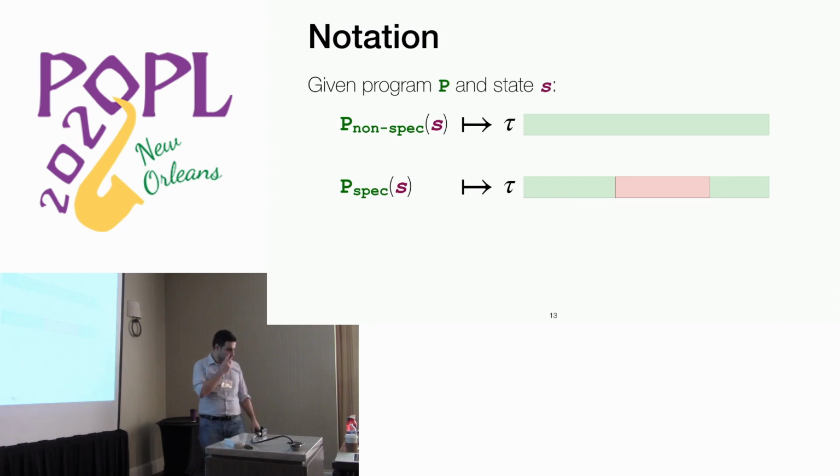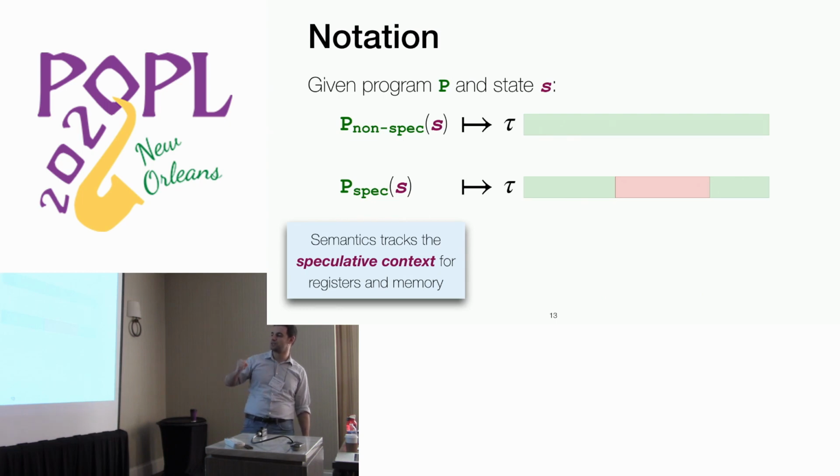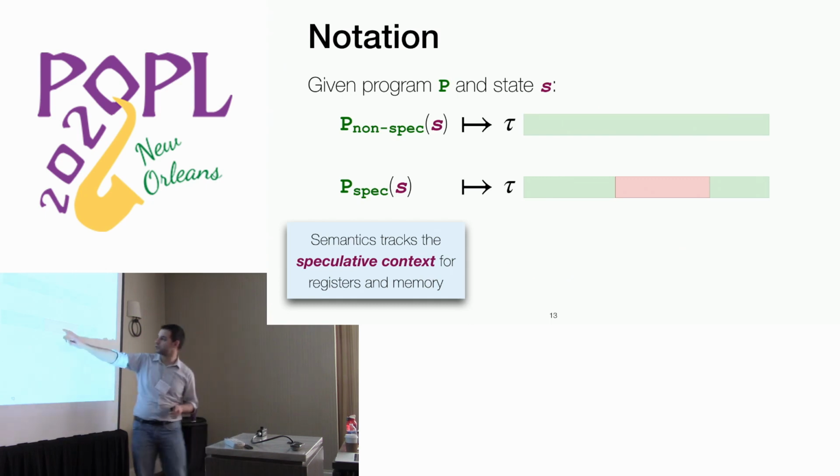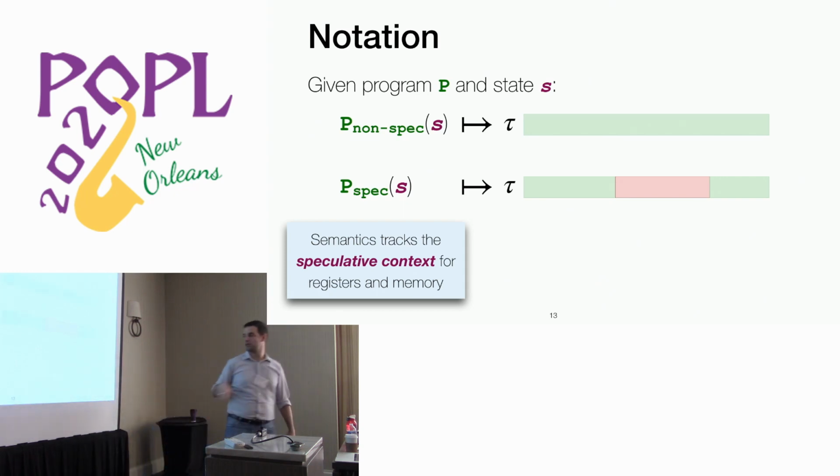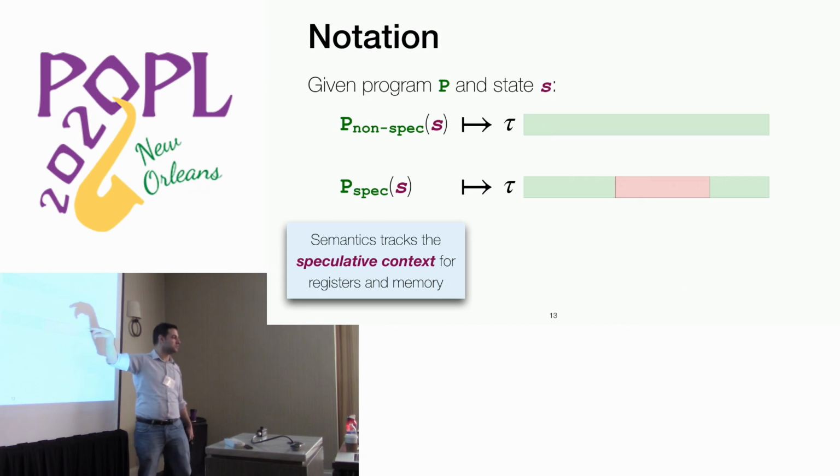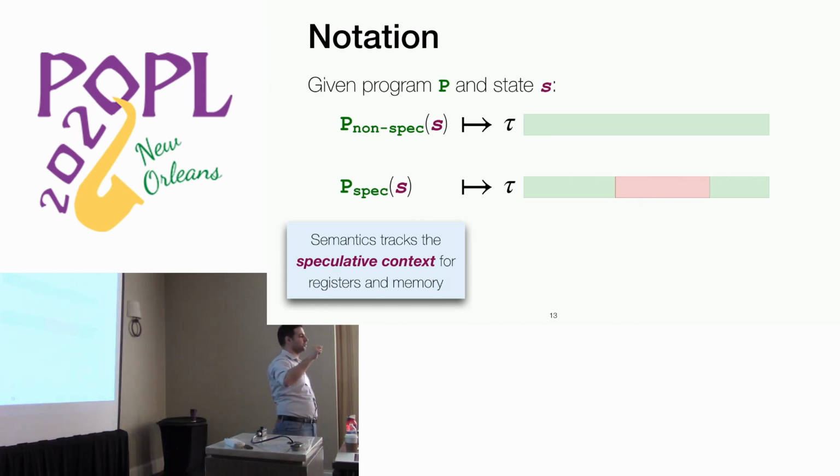So there are two important pieces of information about our semantics. The first one is that the semantics tracks the speculative context for registers and memory. So for all the information that we store in the registers and the memory, we know under which speculative transactions they've been accessed and whether the transaction has been committed or not. The second is that the semantics allows us to distinguish whether observations are happening inside a transaction or not. Concretely, the green observations here happen in transactions that are going to be committed. Observations in the red part are those that belong to transactions that are going to be rolled back.